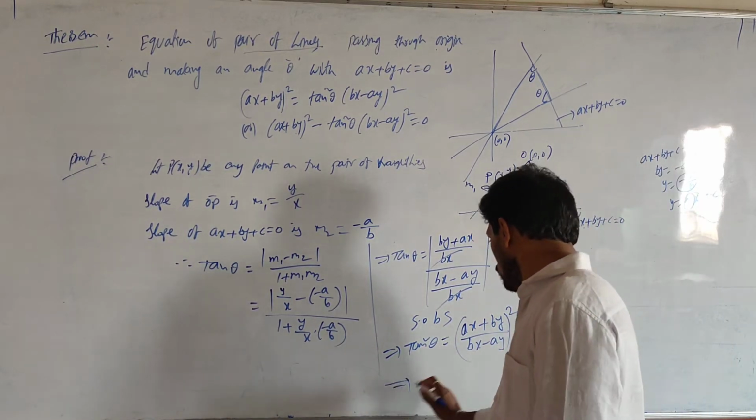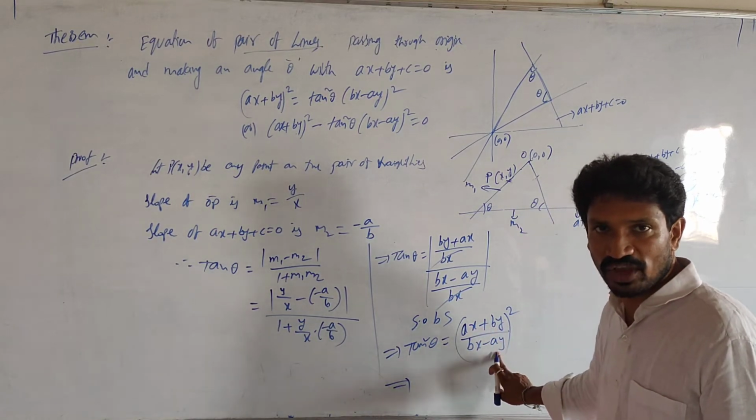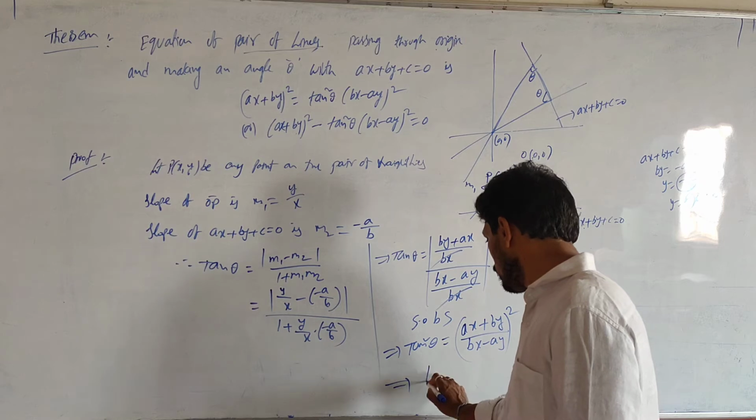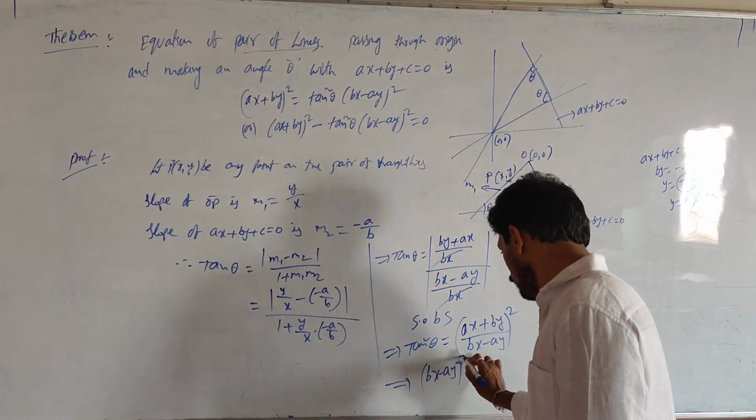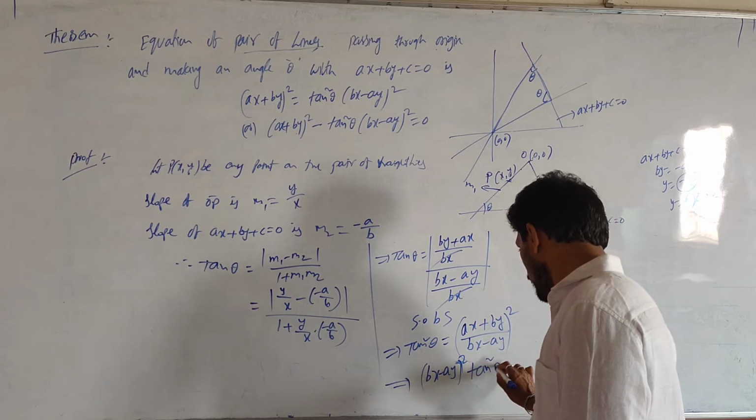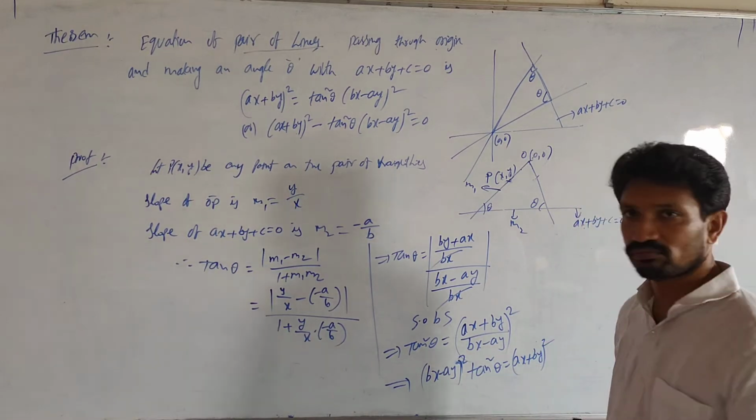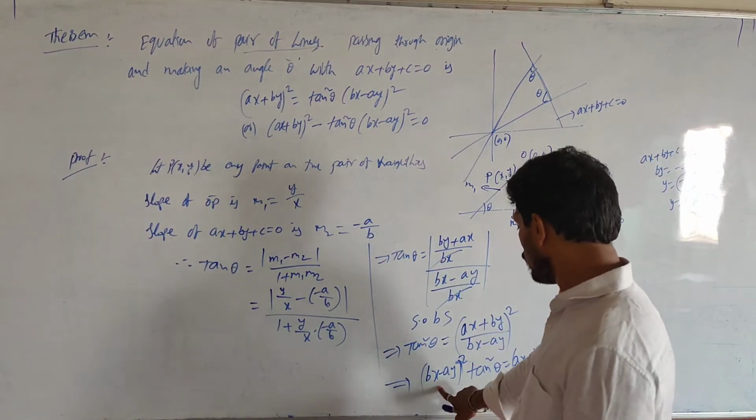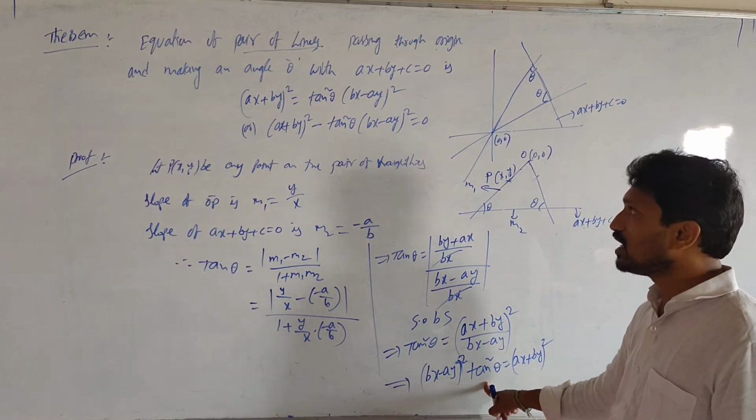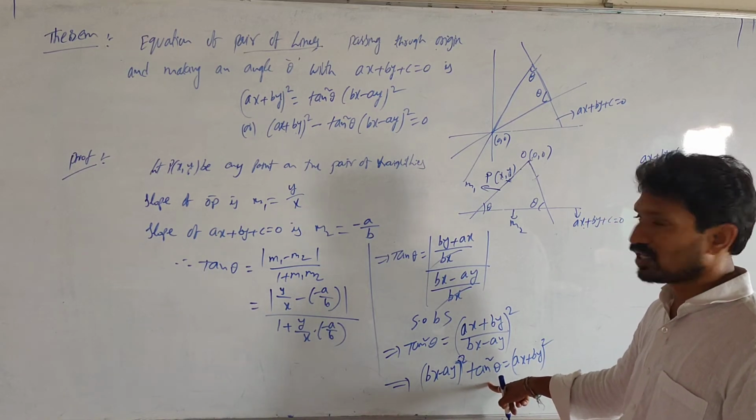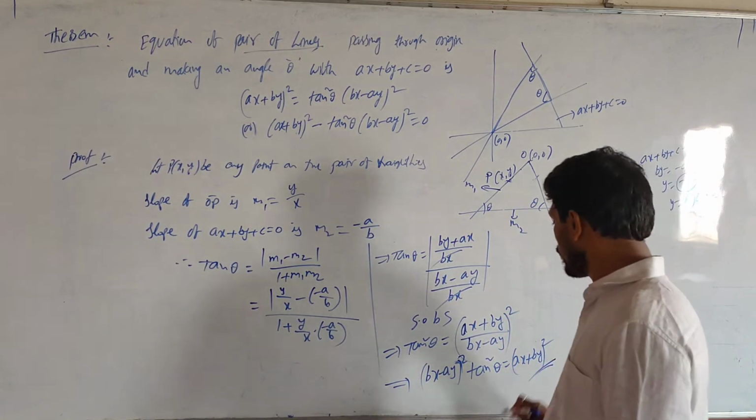So cross multiplication, what you have is some m by n whole square, that is m square by n square. How can I write this one? (bx − ay) whole square into tan square theta is equal to (ax + by) whole square. So transpose this term to this side, then you have (ax + by) whole square minus tan square theta into (bx − ay) whole square is equal to 0.